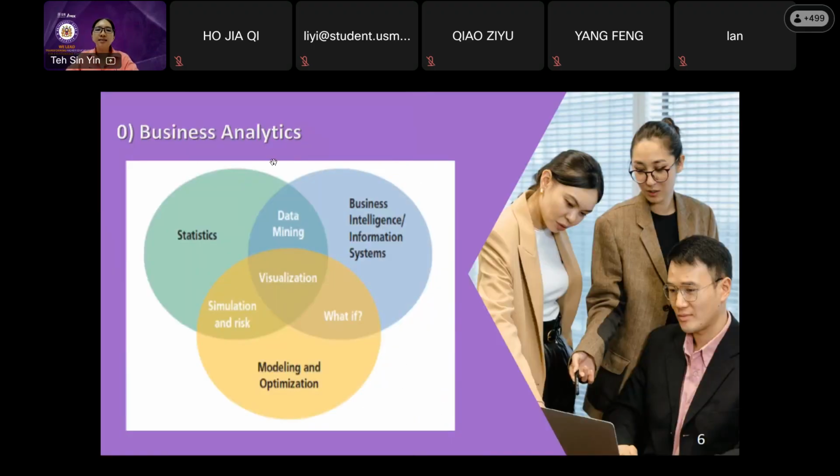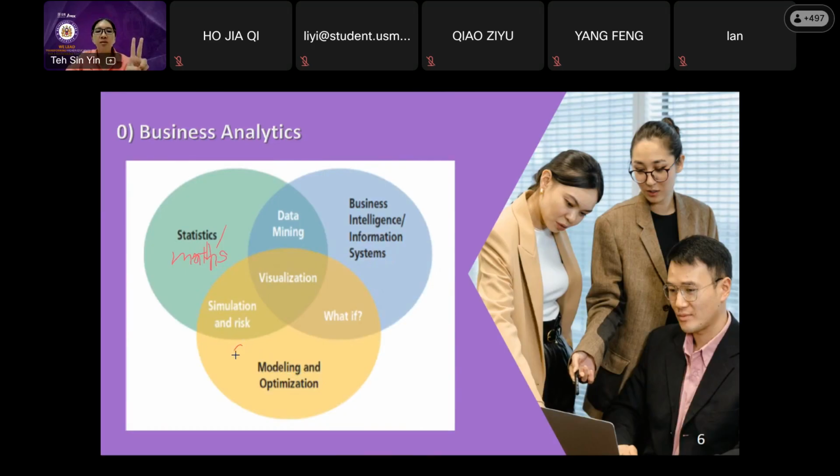Now, business analytics has three main elements. The first element is statistics. Just now you saw, right? The statistical tools. So statistics or mathematics, that is the first element. The second element is modeling and optimization.